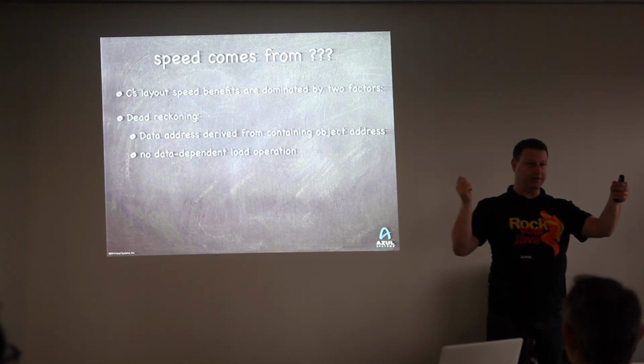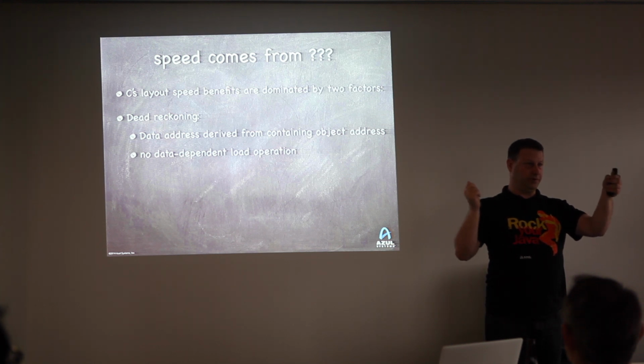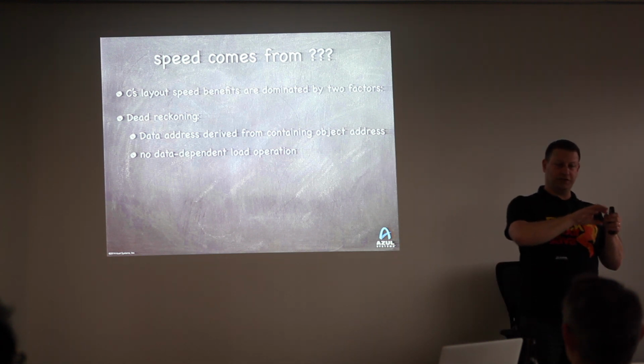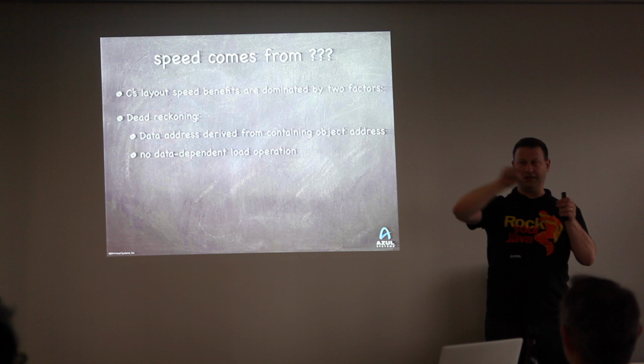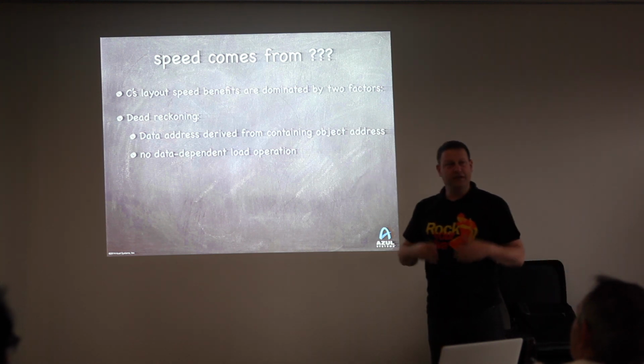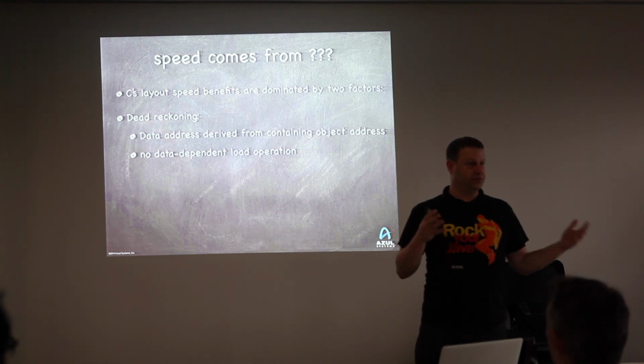I didn't access memory yet. I just took a pointer and did some math, and I have a pointer to the field I want, and I just access that and get it. We call that dead reckoning because we don't have to follow pointers. We dead reckon directly to the spot. Eliminating data-dependent loads gives you speed.